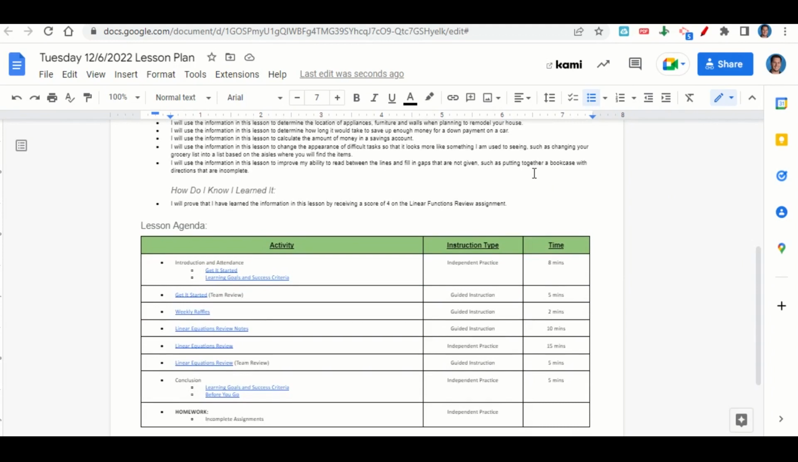We will begin by going over the learning goals and success criteria. While we do that, you'll fill out your Get It Started. Once you've completed your Get It Started, we'll go over it together and answer any questions that you may have. Next, we'll do our weekly raffle.